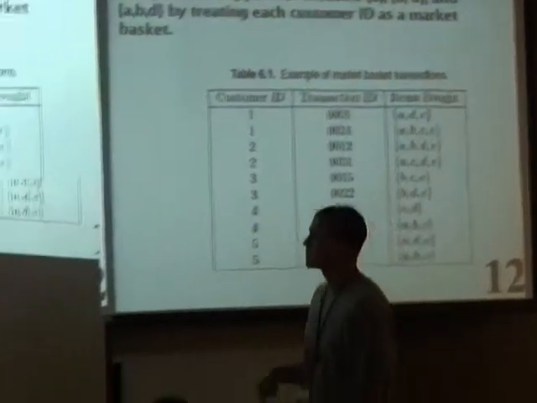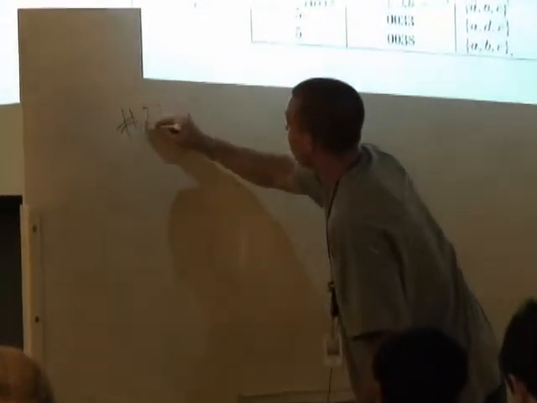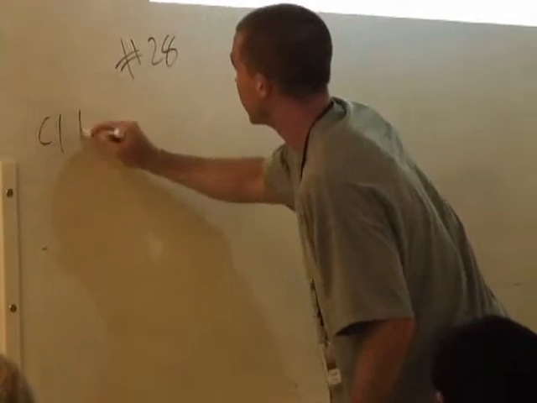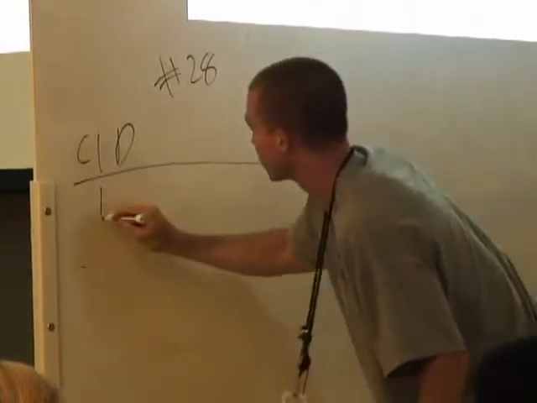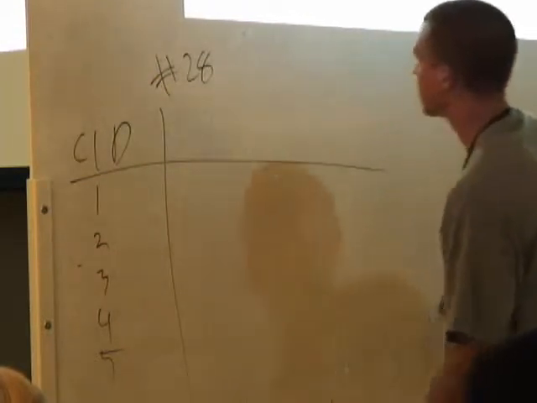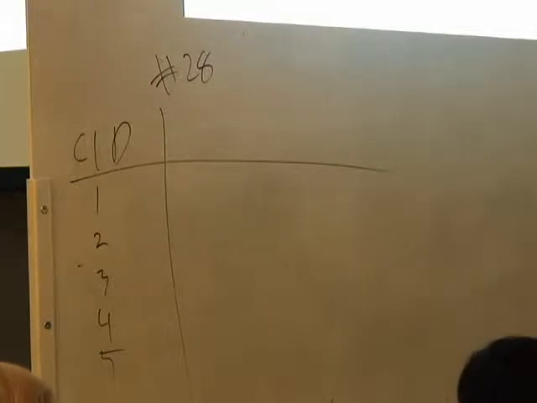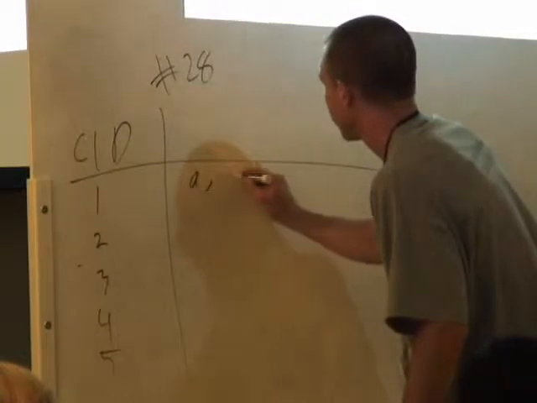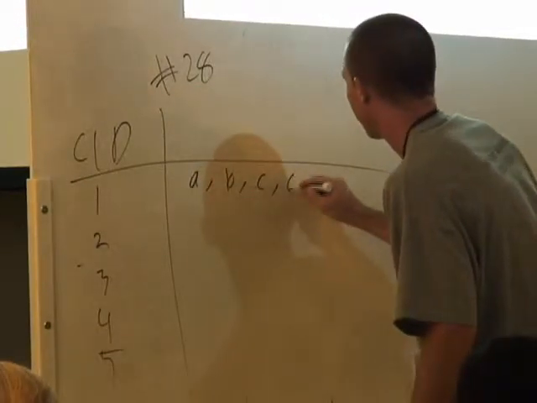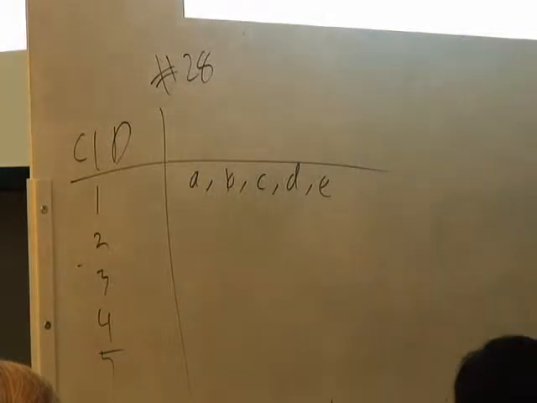So then you can collapse your table, number 28, into customer ID. There are 5 customers, 1, 2, 3, 4, 5, and you can write down what each customer bought. The first guy bought everything, A, B, C, D, E. We're not really keeping track of how much of each product they bought, just whether or not they bought it, a binary thing.